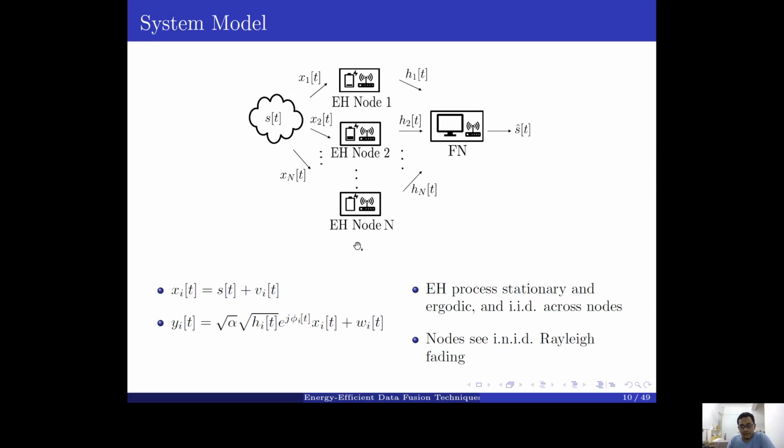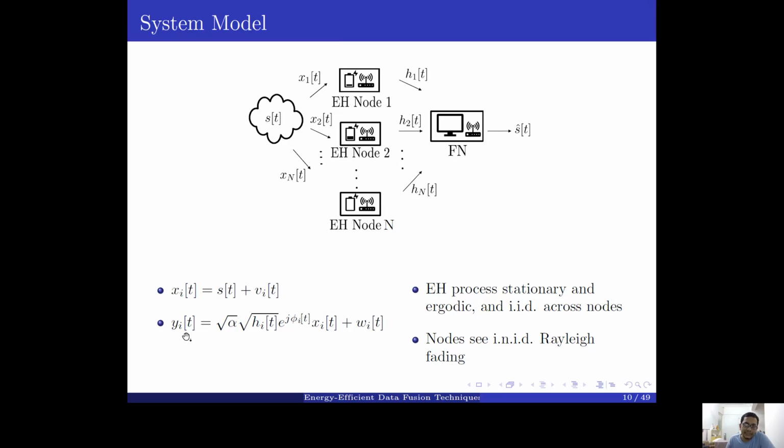Once the EH nodes record their measurements, they transmit them to the fusion node over parallel orthogonal channels which experience independent but not identical Rayleigh fading. Once the fusion node receives these measurements, it computes an estimate S hat t of S_t. This process again repeats in the next measurement round. The energy harvesting process is stationary, ergodic, and is assumed to be IID across the nodes.